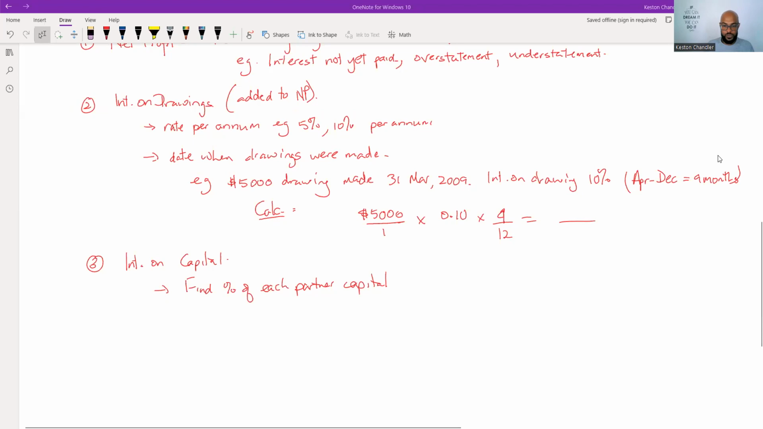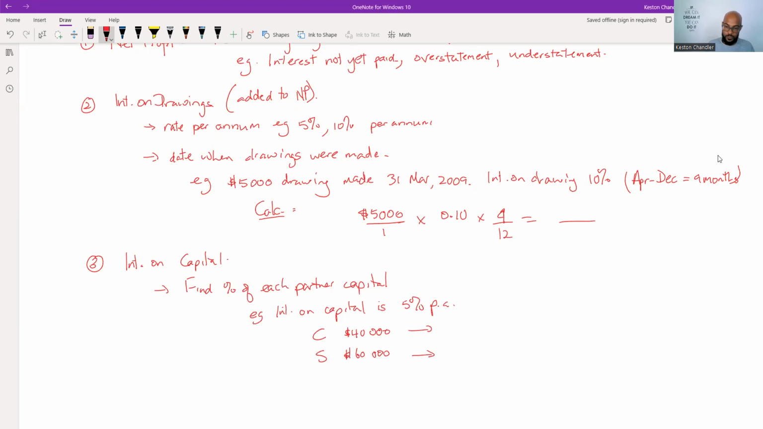Find the percentage on each. For example, interest on capital is 5% per annum. And I'll just say C has 40,000 in capital and S has 60,000. Then we're going to do 5% by 40,000 and 5% by 60,000, and we'll get whatever that is.